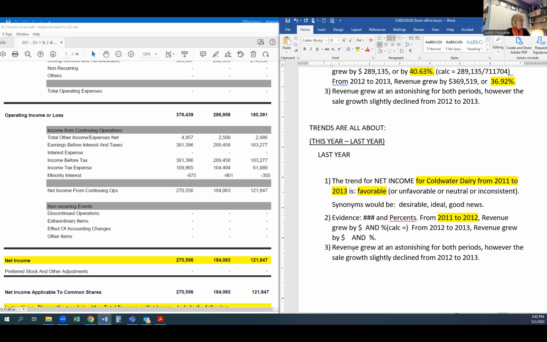And then you say net income grew at a, maybe you don't want to say astonishing. Maybe it's not that astonishing for net income, but whatever word you use, you want to imply that this is good news, if it's good news. And then just a little acknowledgement about the percent change over the years. Is the percent growing? Is the percent coming down?